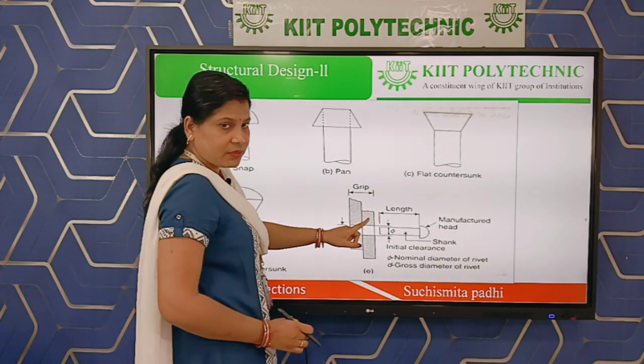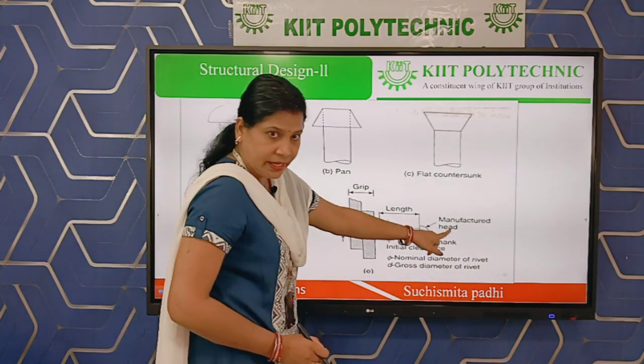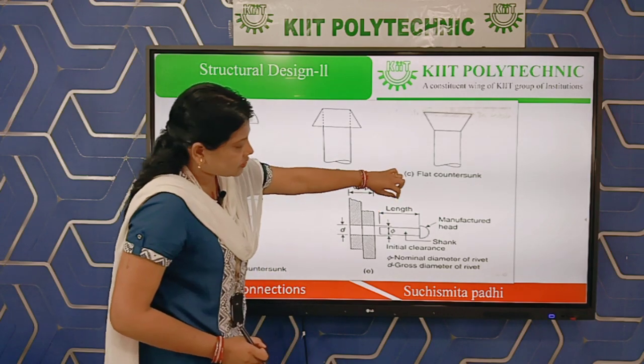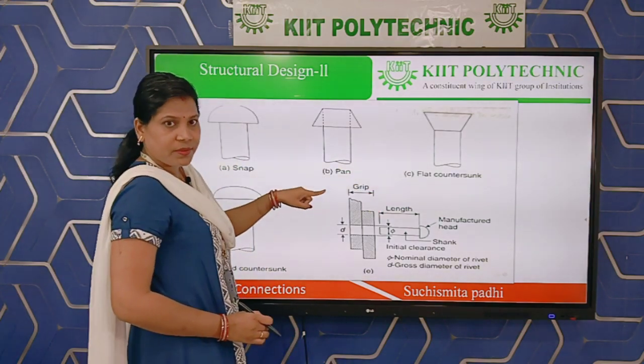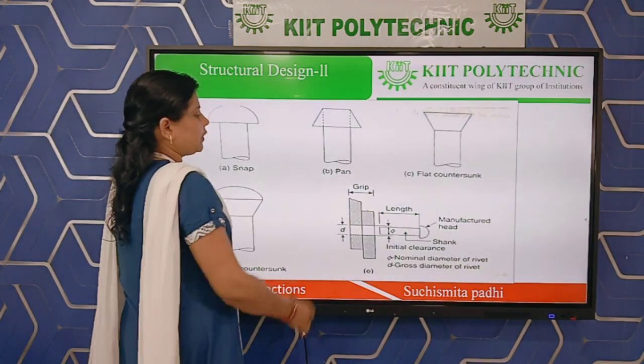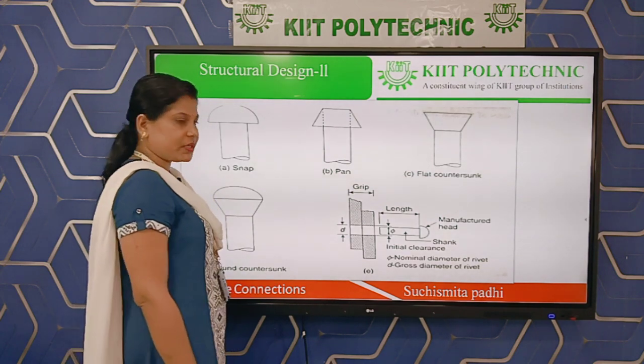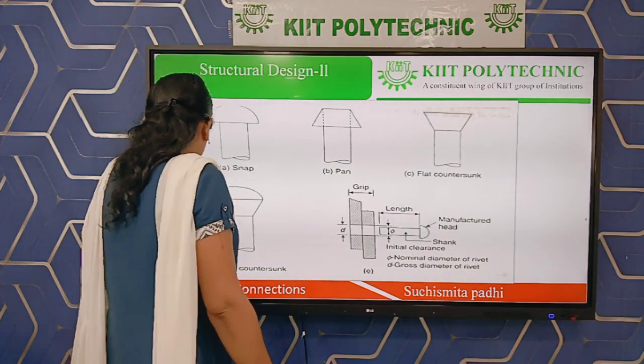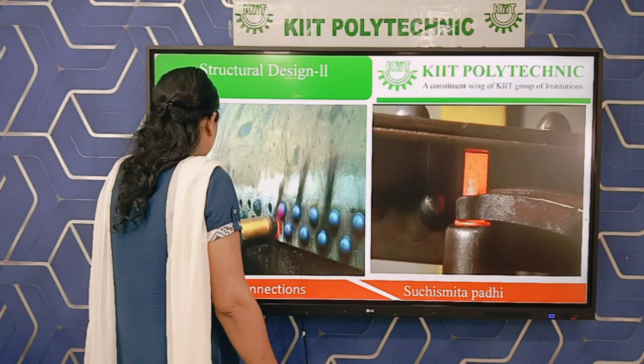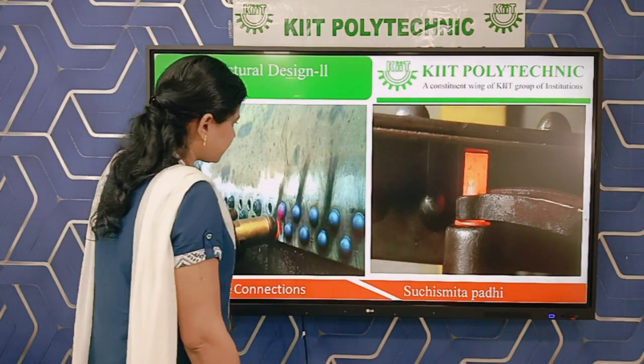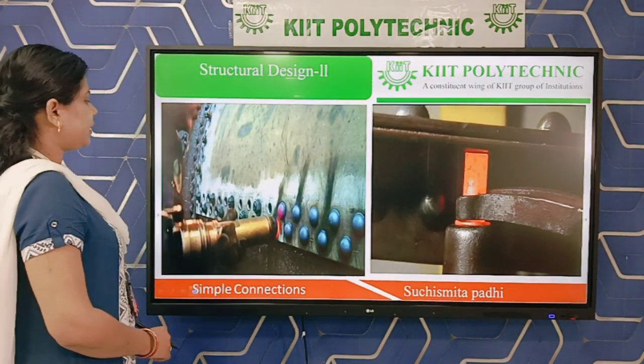There are two parts in a rivet. One is shank, another one is head. So the total length of the shank is known as length. Okay. So this is the figure of rivet joint. So nowadays we are not using rivet joint. See, these are different steps of riveted connection.